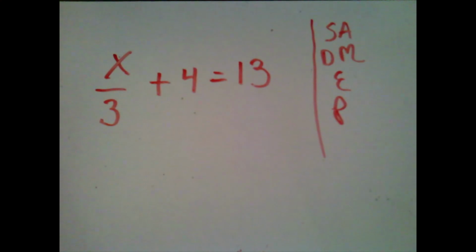By now you should be feeling pretty comfortable with solving two-step equations using SADMEP. Here, I'm going to not solve this problem right now. I'm going to leave it to you to solve. x divided by 3 plus 4 equals 13. It's a little different than some of the others we just went over. So if you're feeling up to a challenge, try to tackle this problem.